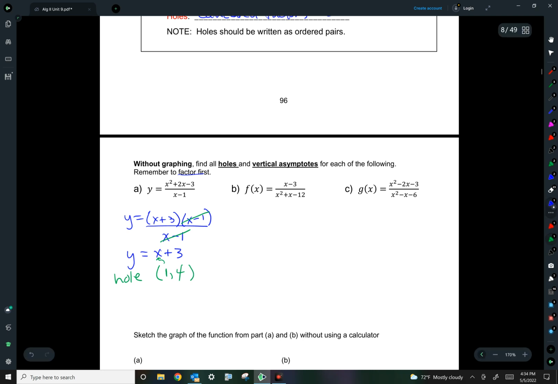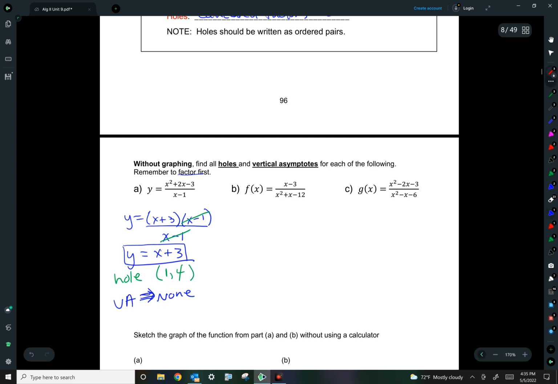On this one, are there any vertical asymptotes? Well, remember, vertical asymptotes are when the denominator is 0. Look right here. This is my simplified form, and there is no denominator. If there is no denominator, then there is no vertical asymptote. So if everything cancels out of the denominator, you don't have any vertical asymptotes. Okay, let's look at letter B.